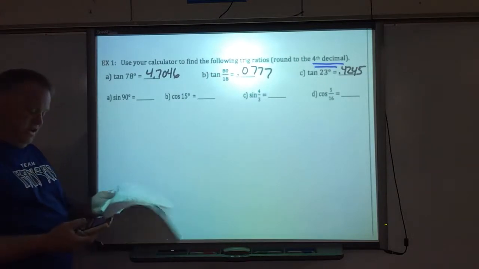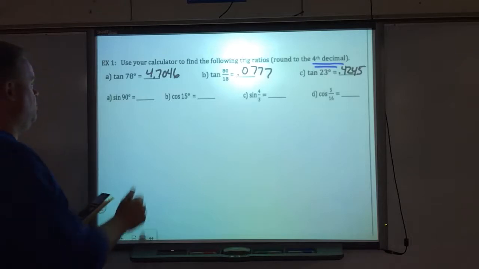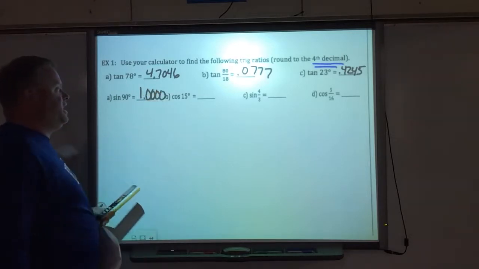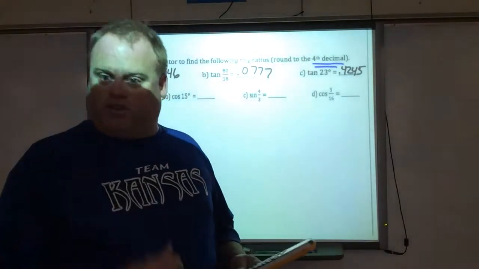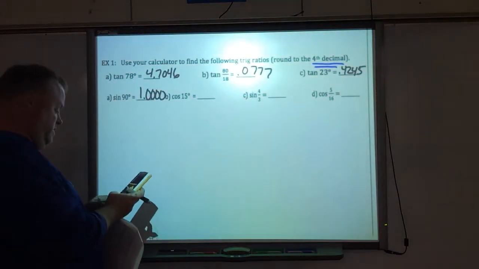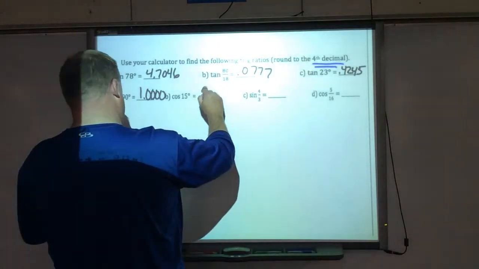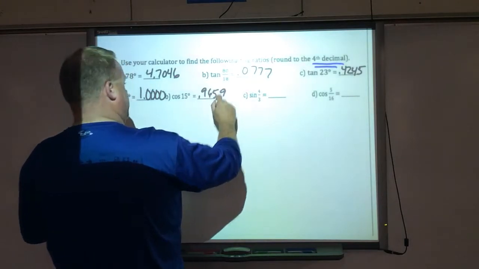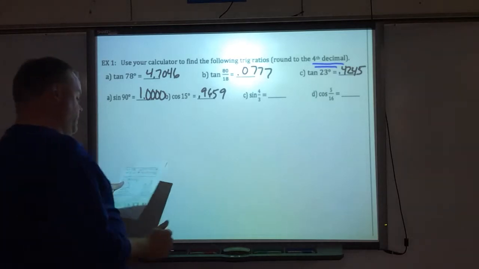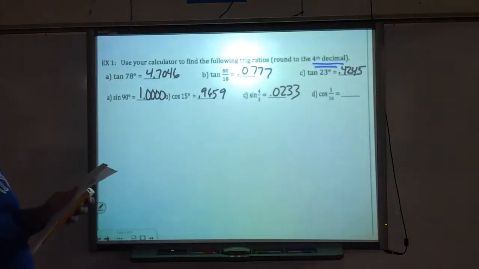Sine of 90 degrees. Sine 90 is 1. Now, if I said the 4th decimal, that would be just 4 zeros behind it, right? A whole number, just take it to 0 right behind it. How about cosine of 15 degrees? 0.9659. Sine of 4/3 is 0.0233.